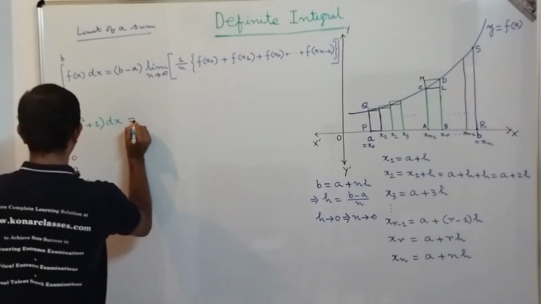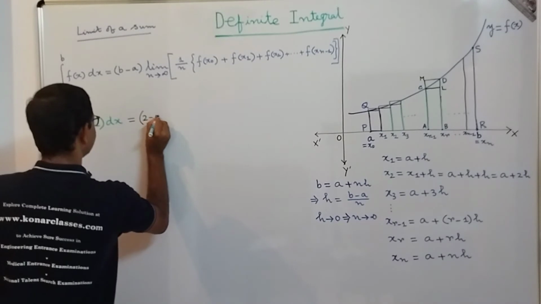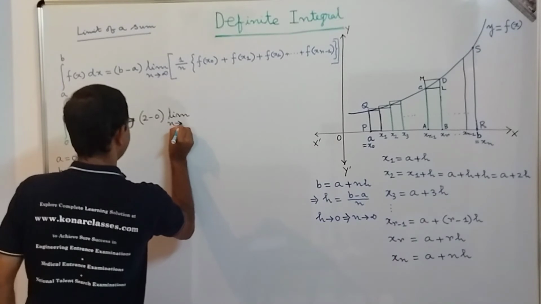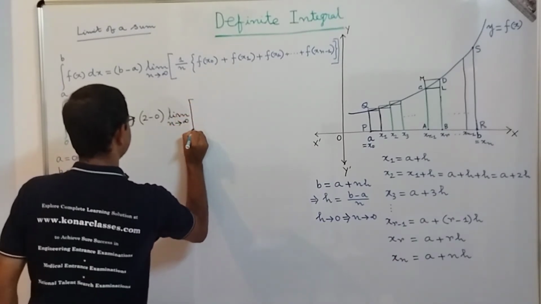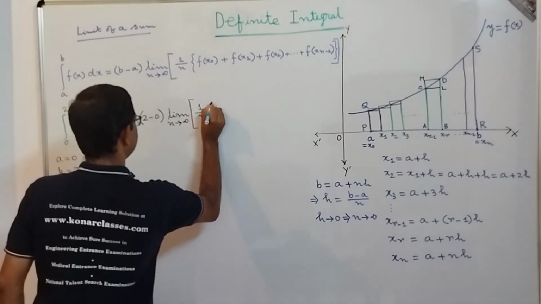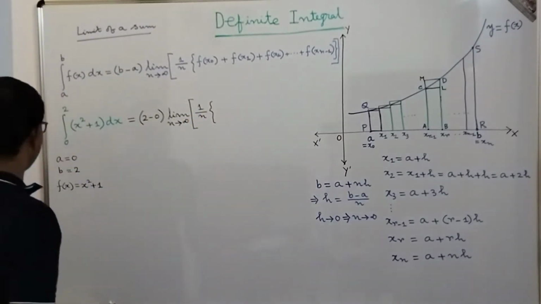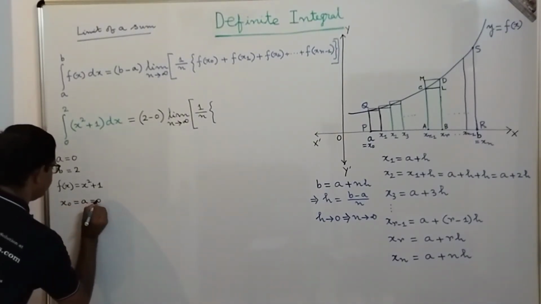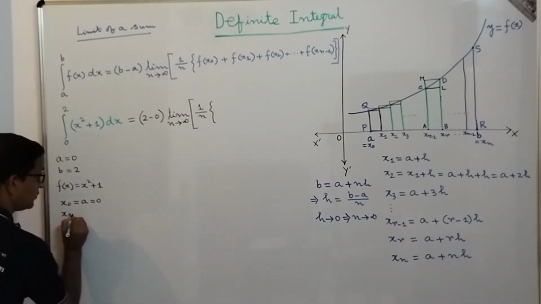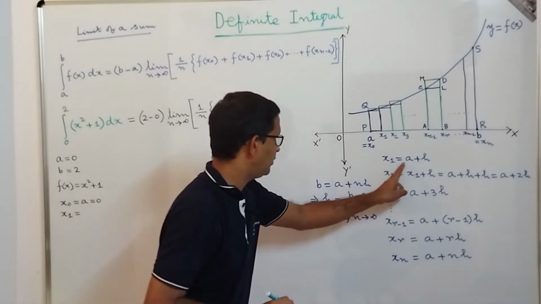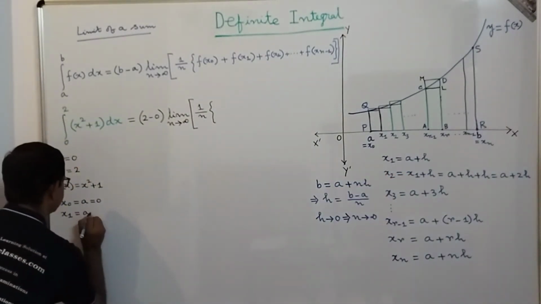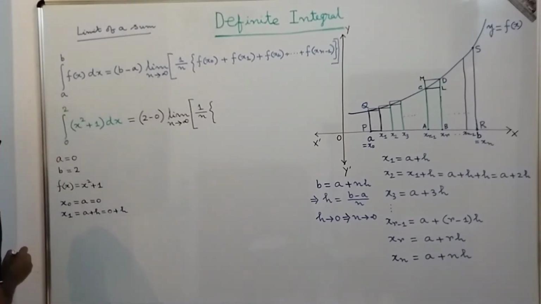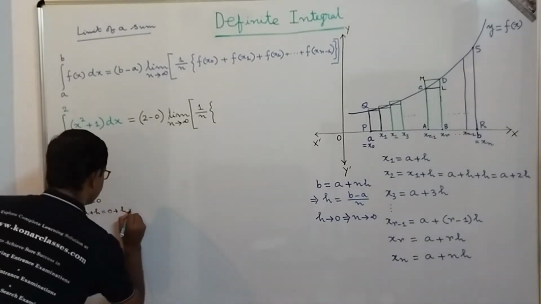This is equal to, we can write b minus a, that is 2 minus 0, limit n tending to infinity, then 1 by n, f of x0. x0 is equal to what? x0 is equal to a, that is equal to 0. What is x1? If you recall from here also, x1 is equal to a plus h. a plus h means what? That is 0 plus h. Correct? Fine or not? So that is equal to h.